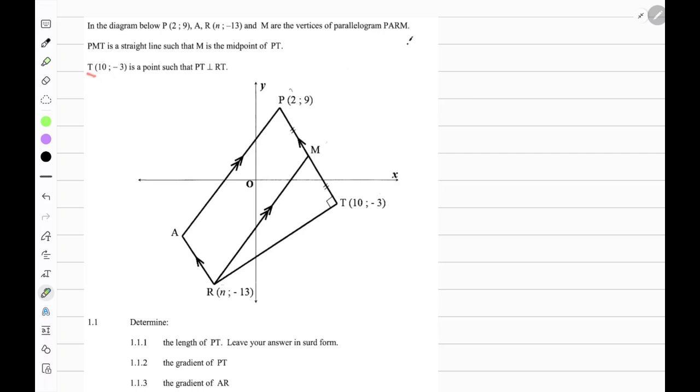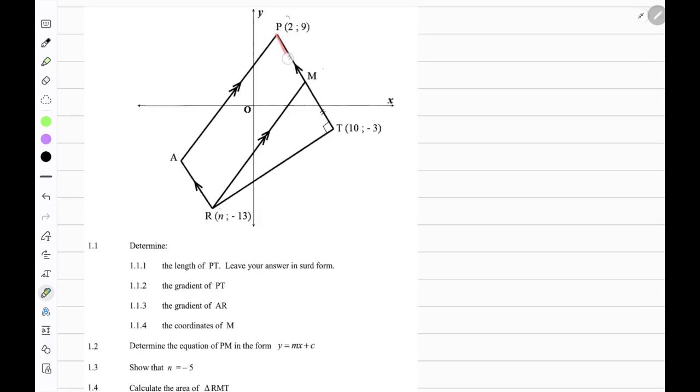Then they give us another coordinate and they say that this point is such that PT is perpendicular to RT. So PT and RT are perpendicular at point T. And the first question says determine the length of PT, leave your answer in surd form. So they want us to find the length of PT. So we need to apply the distance formula and we need to use the coordinates of P and T.